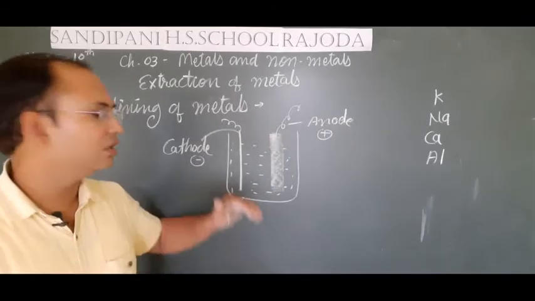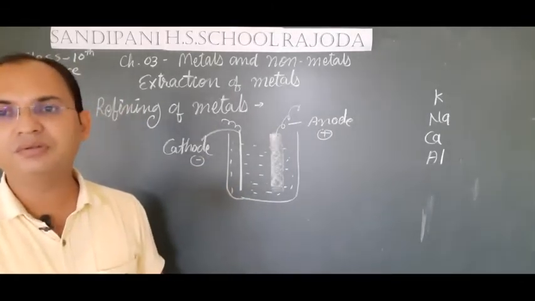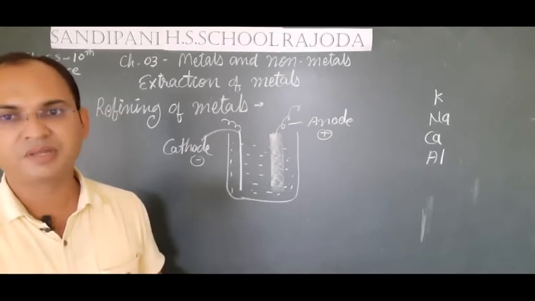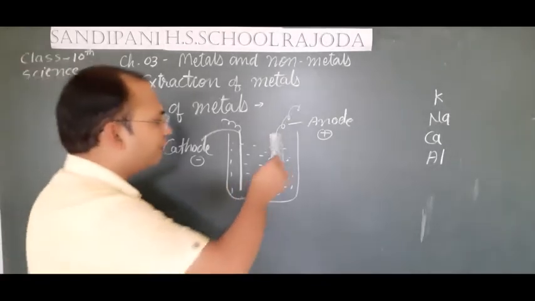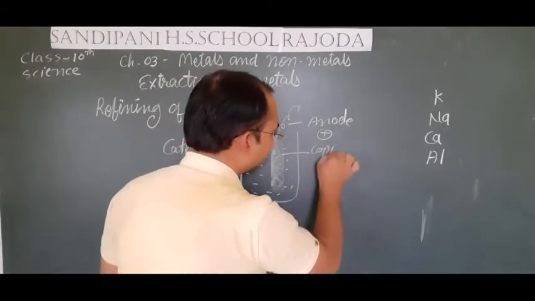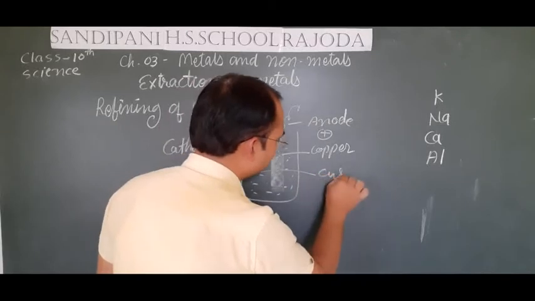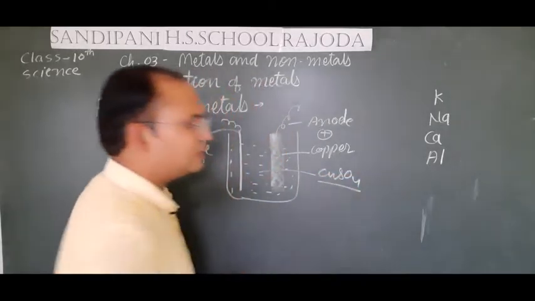The electrolytic solution that we fill is the solution of the metal which we want to purify. For example, if we want to purify the copper metal, then we will fill here copper sulfate solution.